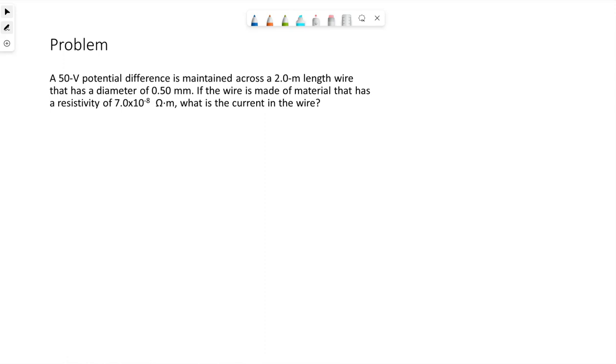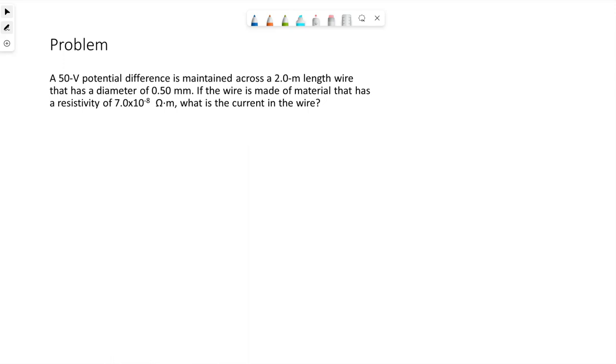We have an example problem here. A 50-volt potential difference is maintained across a 2-meter length wire that has a diameter of 0.5 millimeters. If the wire is made of material that has a resistivity of 7 times 10 to the negative 8 ohm meters, what is the current in the wire?